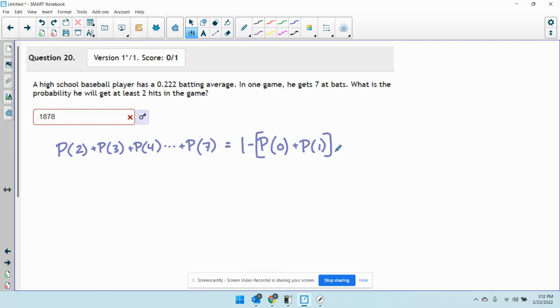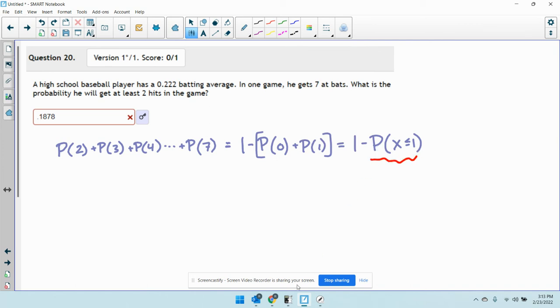So you can find both of these, or you could say that's the same thing as 1 minus the probability of getting x being less than or equal to 1 hit. If I find the probability of getting 0 or 1 hits, that's the same thing as x being less than or equal to 1. Then subtract that answer from 1. So let's start by finding this first.